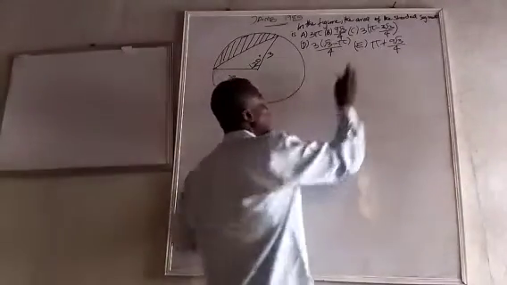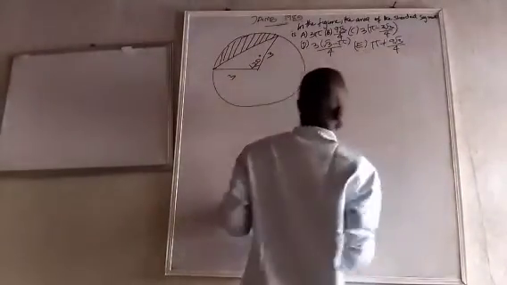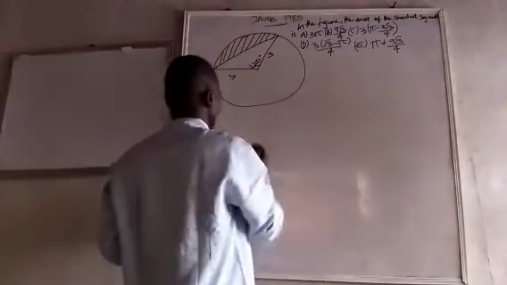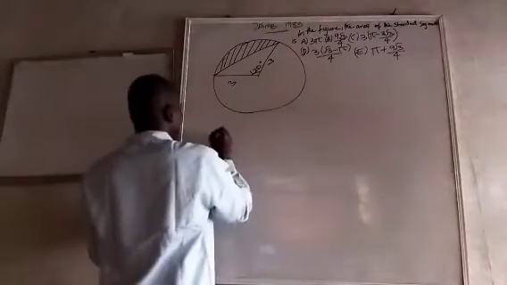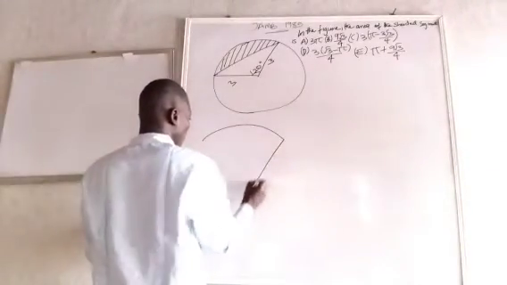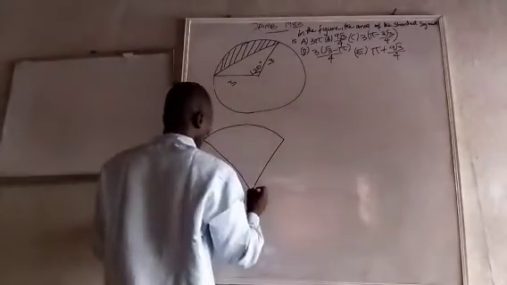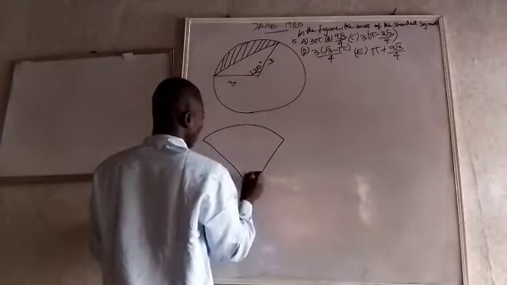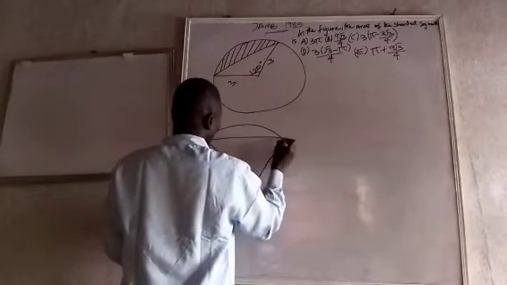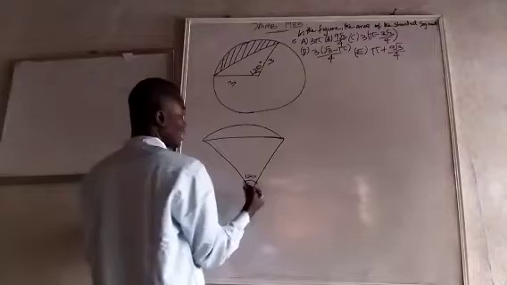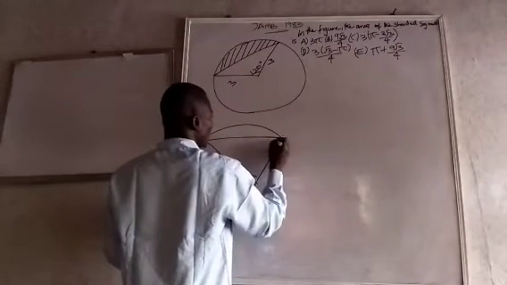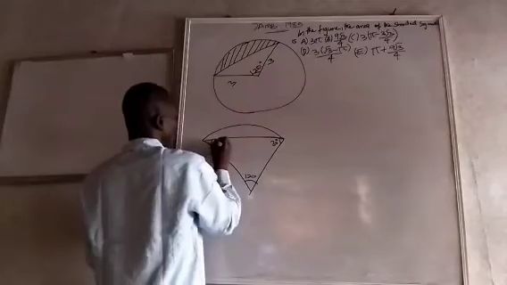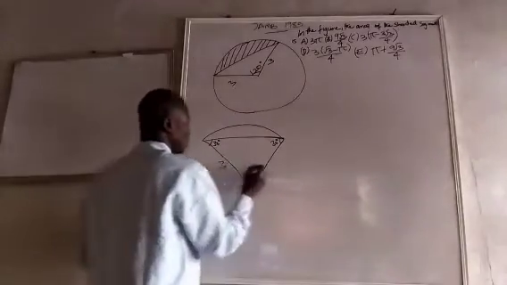Pi plus 9 root 3 over 4. Now let's look at it. What is the area? Now let's look at it like this. We have a sector, and this place is 120 degrees. But it is an isosceles triangle. So this place will be 30 degrees, 30 degrees. We have a total of 180 degrees. But this place is 3 and 3.